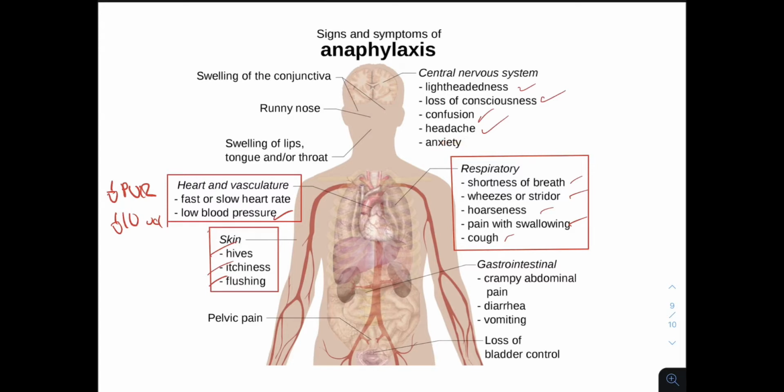Anxiety is secondary to the patient's fear, apprehension, or even disorientation. Now, anxiety can also be triggered by adrenaline or epinephrine, so during the treatment of anaphylaxis, and we'll come on to that.